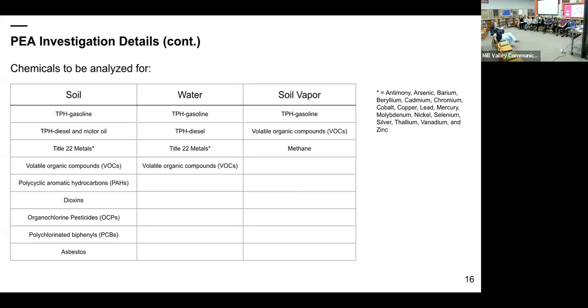It'll also include metals, VOCs, gasoline, diesel, and soil vapor. We will analyze for gasoline, volatile organic compounds, and methane.